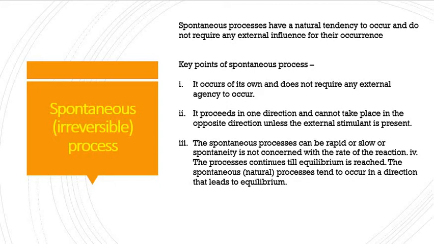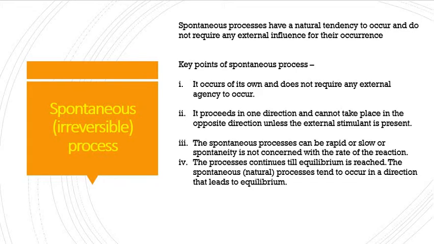Now, the next thing we are learning here is spontaneous or irreversible process. Spontaneous processes have a natural tendency to occur and do not require any external influence for their occurrence. What are the key points of a spontaneous reaction? Number 1, it occurs on its own and does not require any external agency. Number 2, it proceeds in one direction and cannot take place in the opposite direction unless an external stimulant is present.